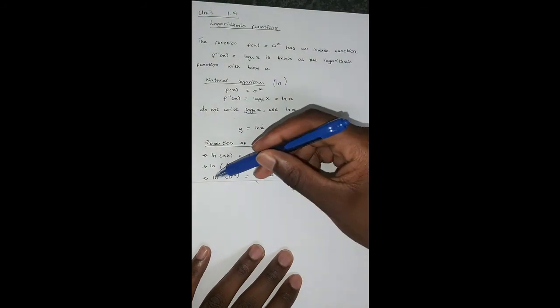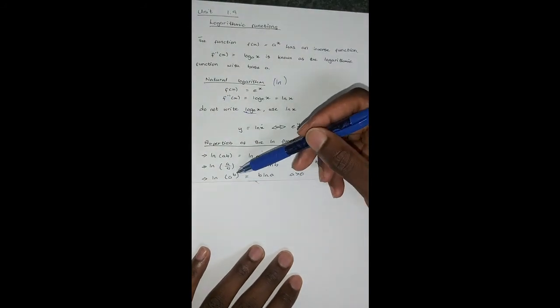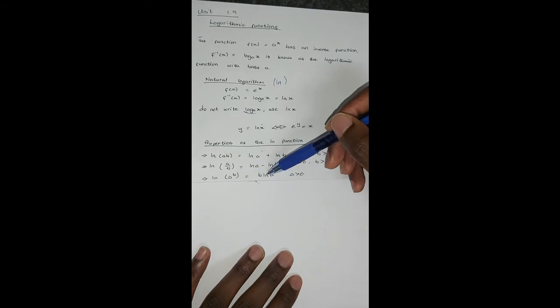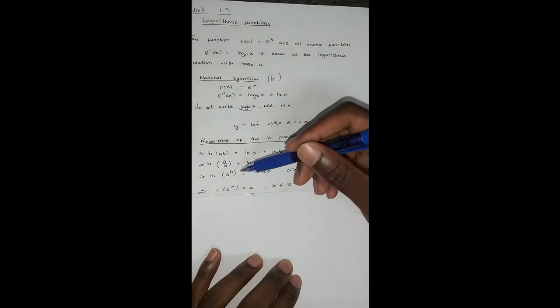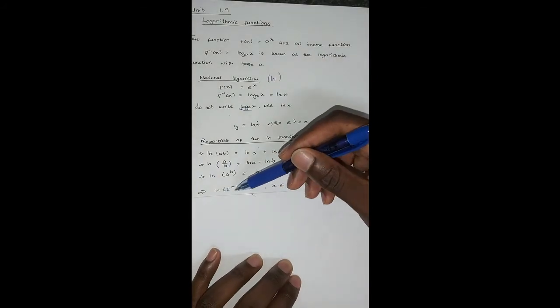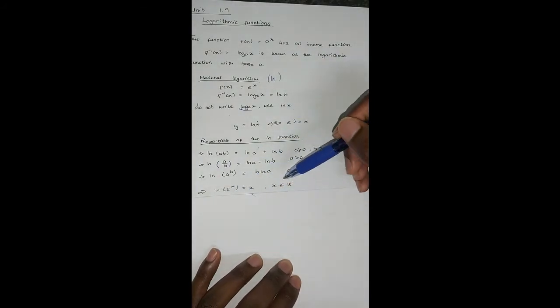Okay, so now we also have ln of A to the B is equal to B ln A, and A is greater than 0. Okay, and we have cancellation properties of our natural logarithm. So the first one is ln of e to the x being equal to x, and x is an element of all real numbers.